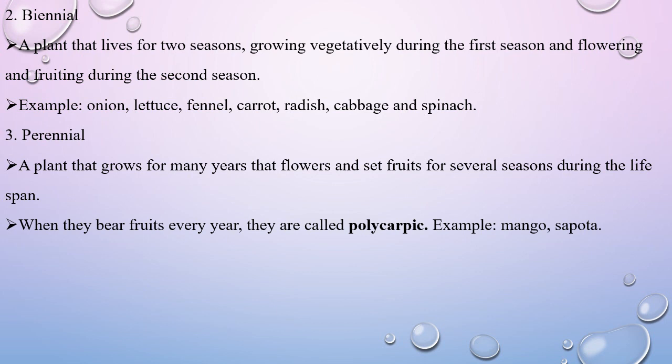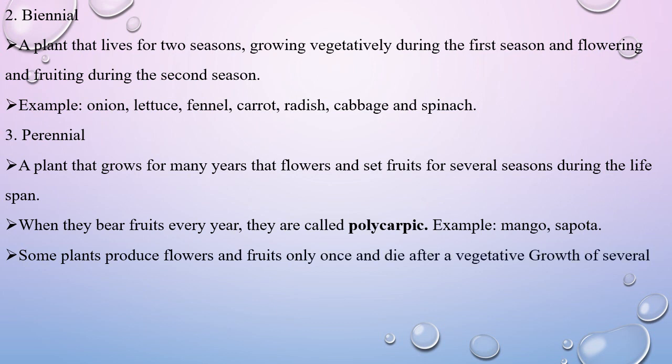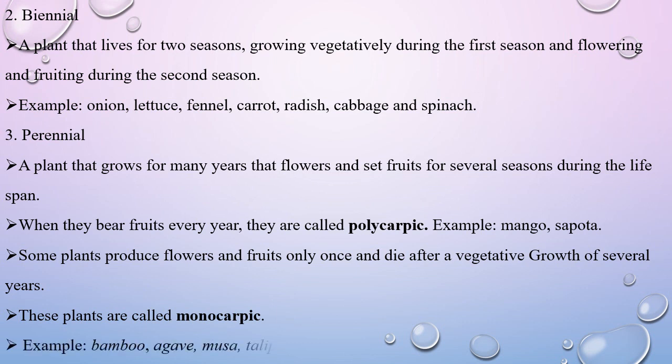Here also we can see some plants which produce flowers and fruits only once, and they will be dying after a vegetative growth of several years. So polycarpic means throughout its lifetime it will be producing the fruits and flowers. But even in trees we can see some plants which will produce the fruits and flowers one time, and after that it will have only vegetative growth, whereas it will not have the fruits and flowers on it. So this type of plants is said to be the monocarpic. Example bamboo, agave, musa, talipot palm, etc.